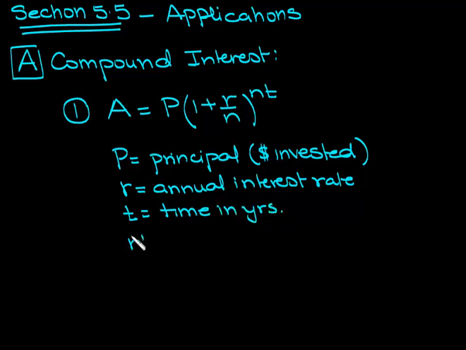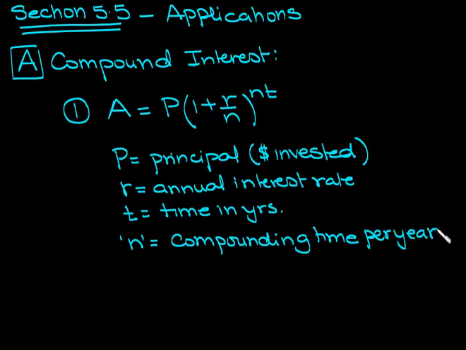And N is the key factor over here. N is the most important thing in here. It's the compounding times per year. So how often do you get interest? If you get interest annually, then N would be 1. If semi-annually, N would be 2. If monthly, N would be 12. If daily, N would be 365, and so on. So N basically represents that.